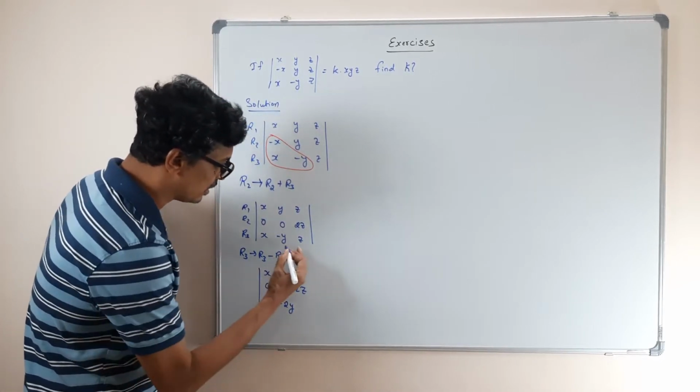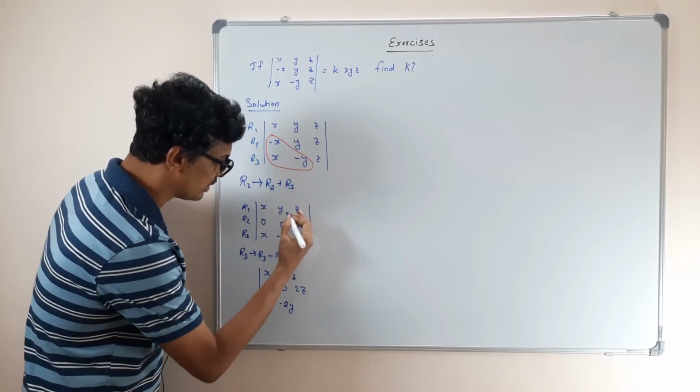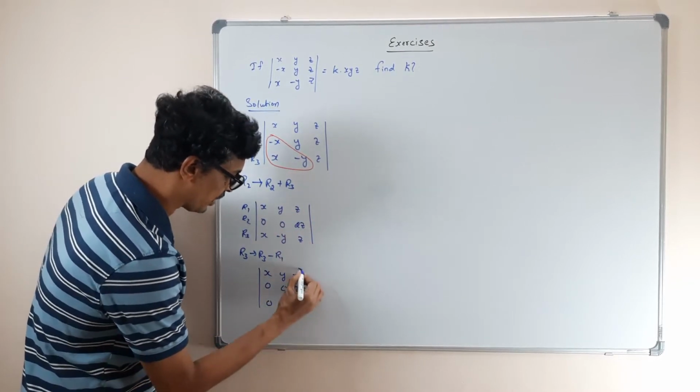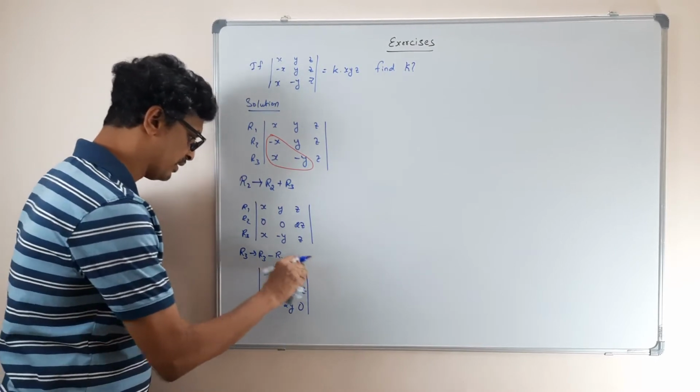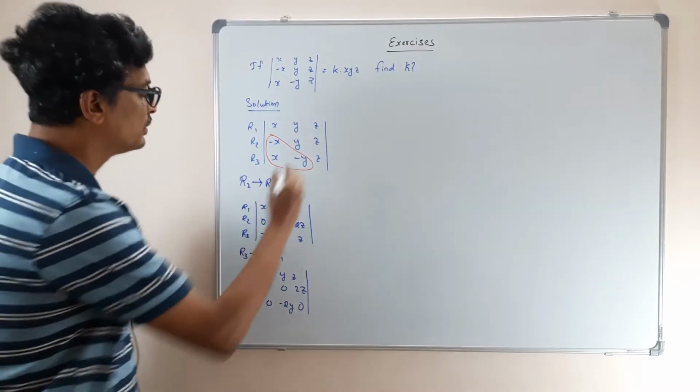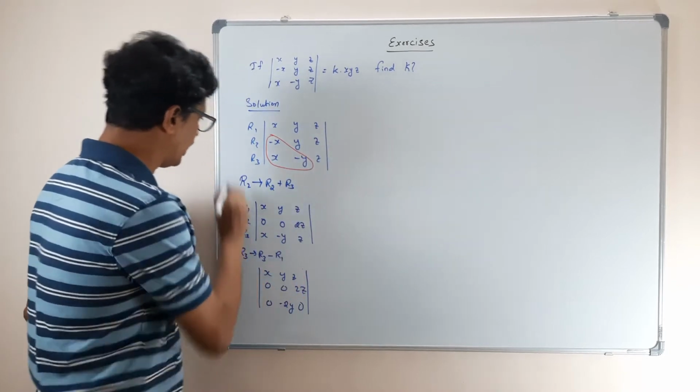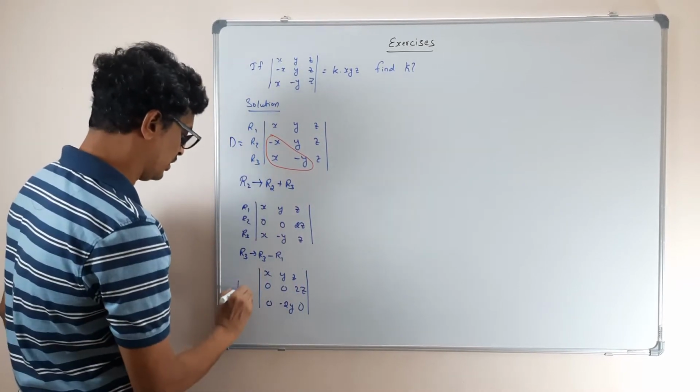And what? This will be Z minus Z0. Okay? Z minus Z0. Fine. So now, this determinant, I'll write D equal to.